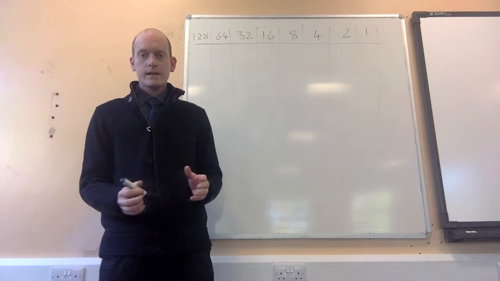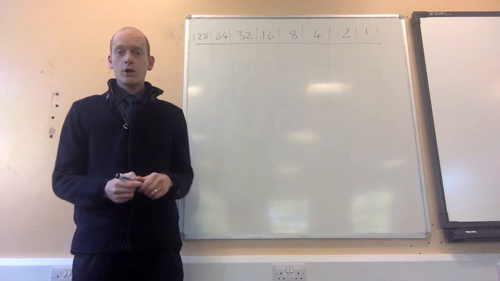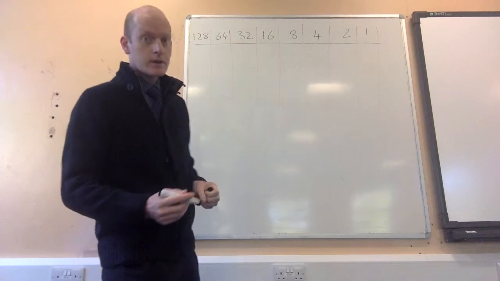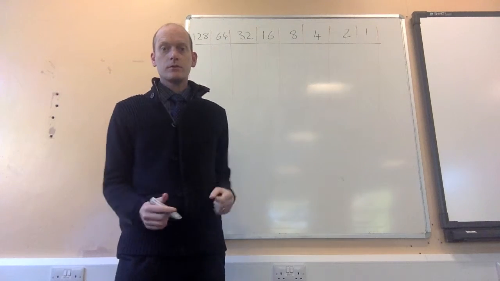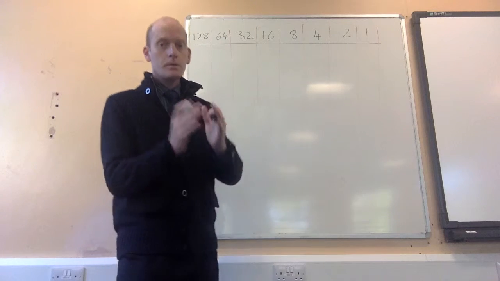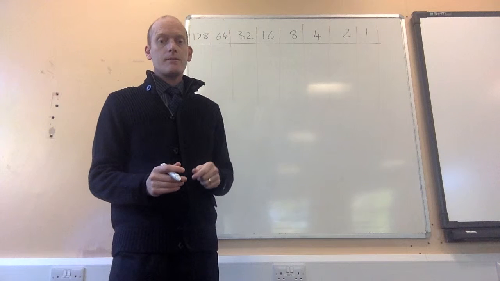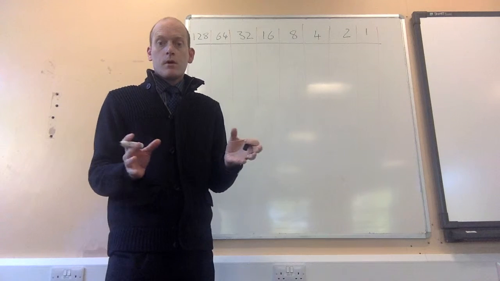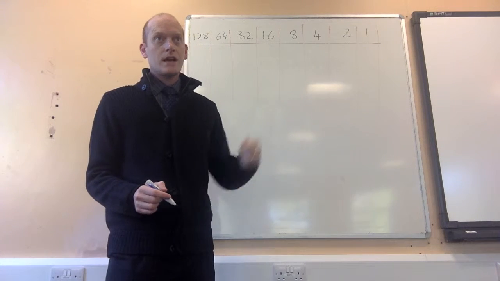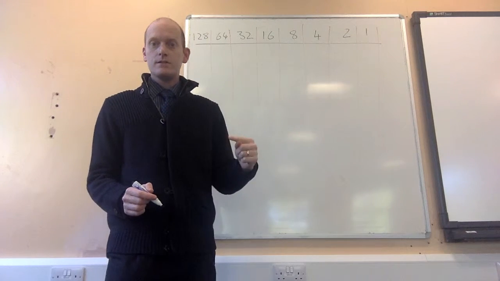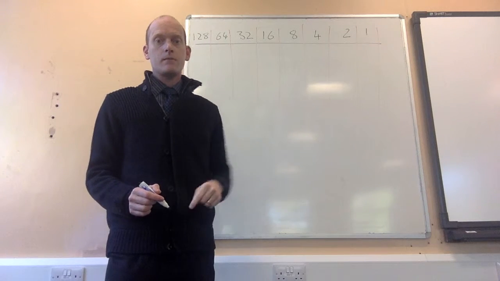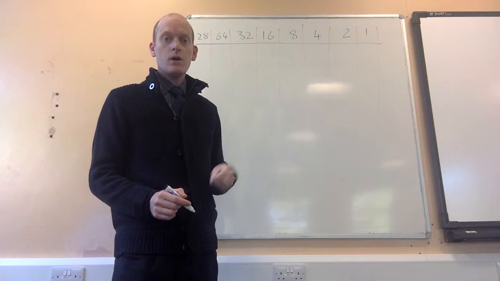Okay, in our last lesson we learned that there are different number bases. So we've got a decimal number base, which we call base 10, where we use 10 digits, 0 to 9, to count with. And then we have hexadecimal, which has 16 digits from 0 through to F to count with. And then we've got base 2, which is binary.